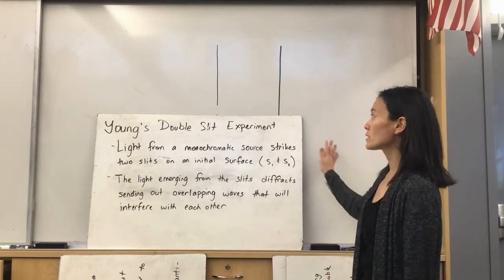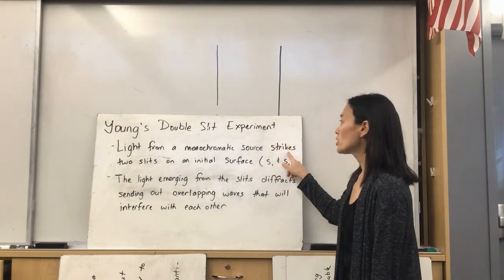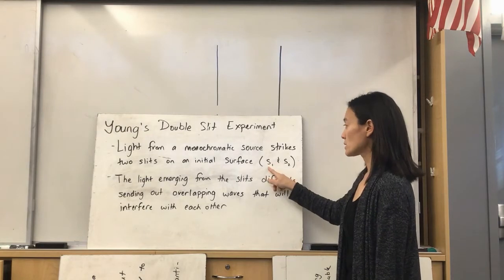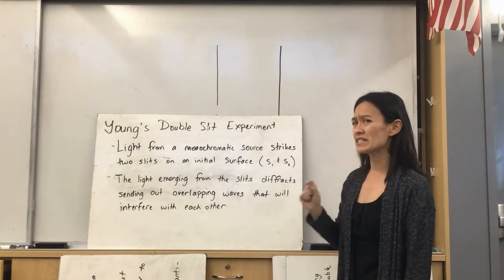So Young's double slit experiment. Essentially, what happens is light from a monochromatic source strikes two slits on an initial surface. Okay, and we're going to call that slit 1 and slit 2. Monochromatic, that's the idea of it being of a single wavelength.